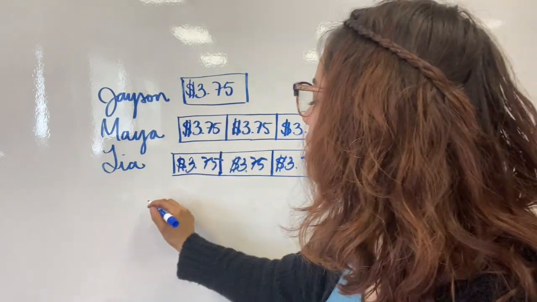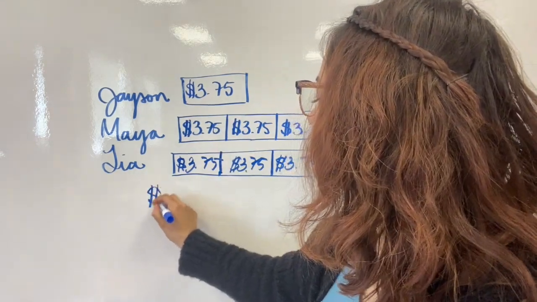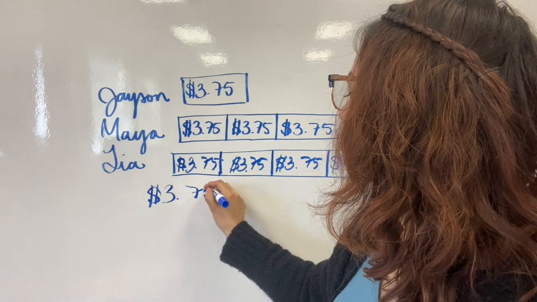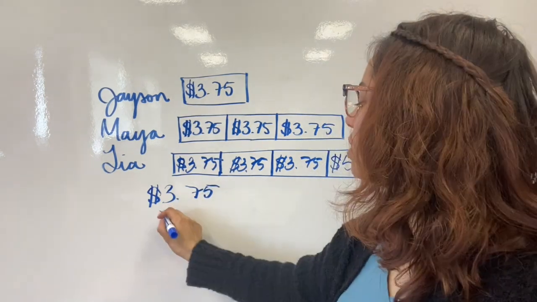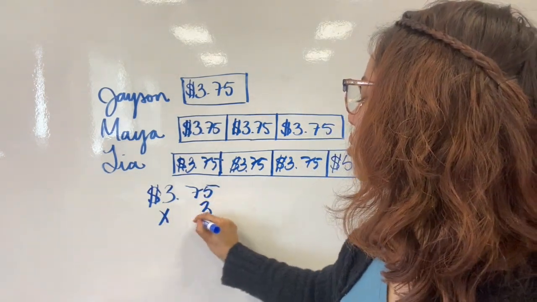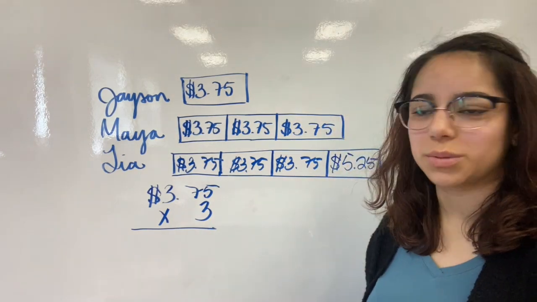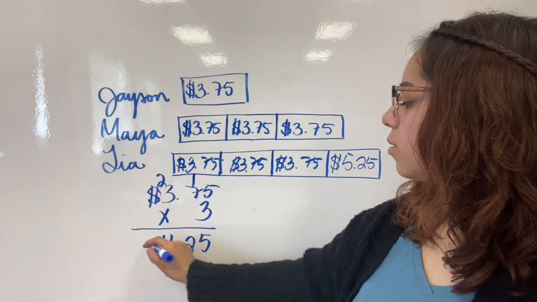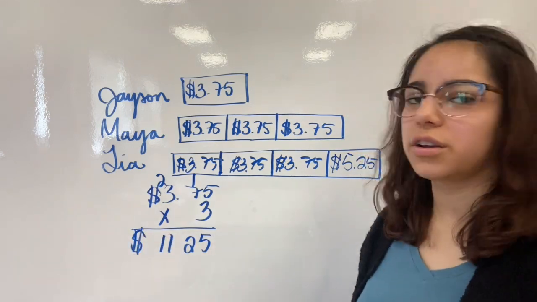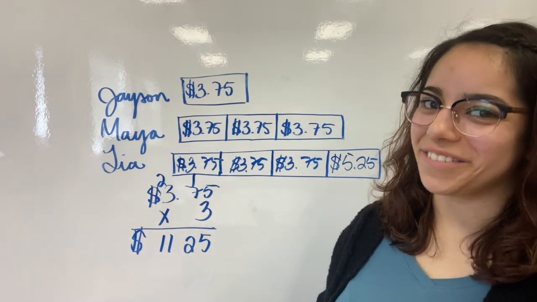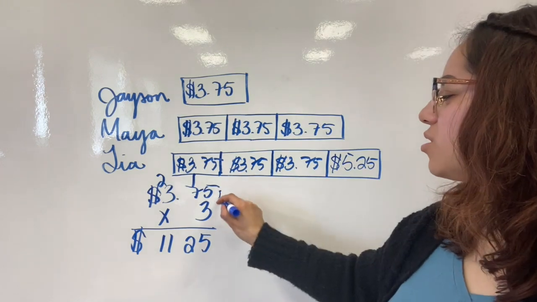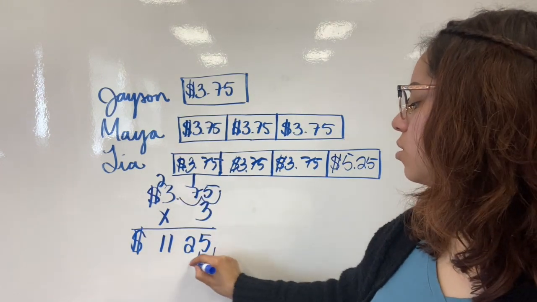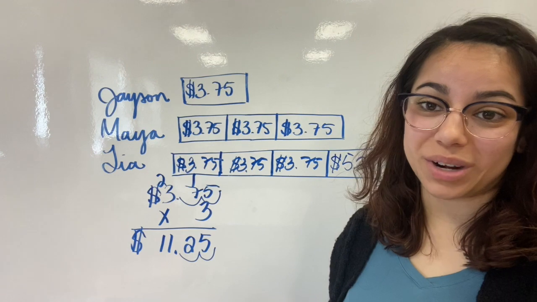We know that it's $3.75, and we did that times 3. So let's go ahead and multiply. Okay, here I have 1125, or $11.25. I haven't done my decimal places yet, so I need to count. 2 places. All right, we have $11.25.